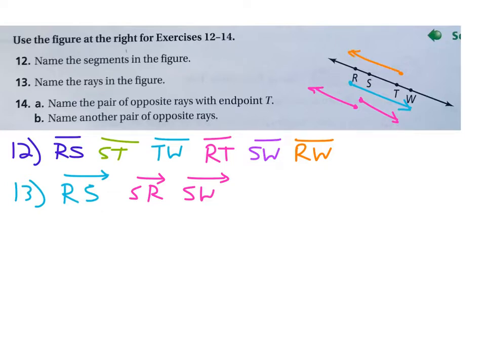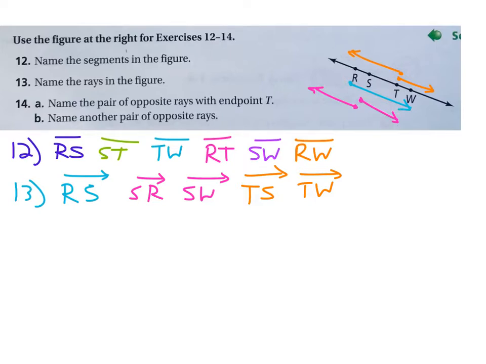We could say, if T is the endpoint, we can go that way. We could also go that way. And if we went kind of up and to the left, we would start at T and go through, let's say, S. T is the endpoint, so it's on the side with no arrow. And then we could also go in the other direction. So we could also say starting at T and going the other way through W. Totally legit.